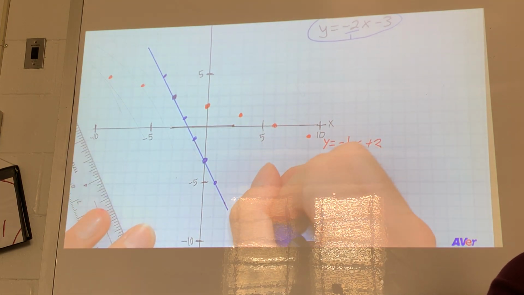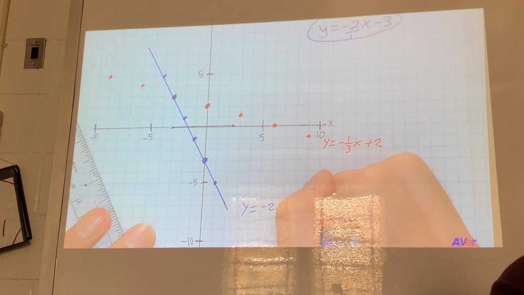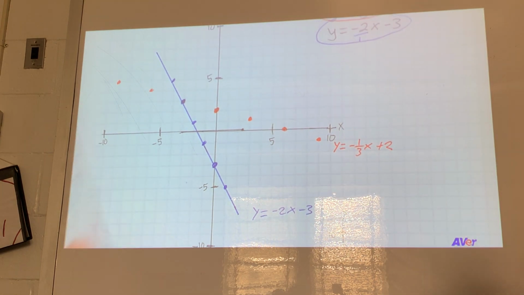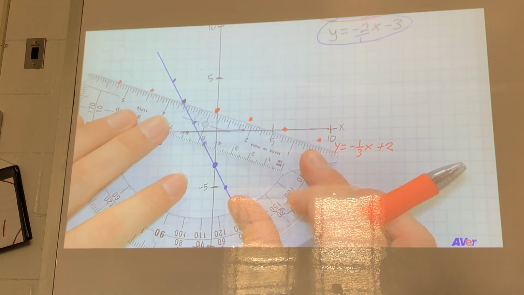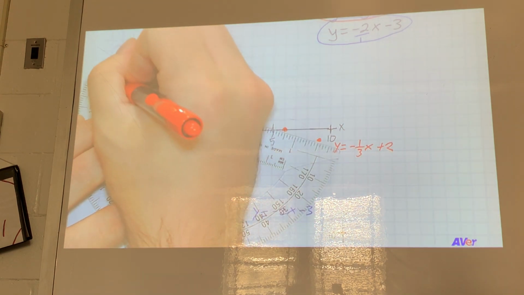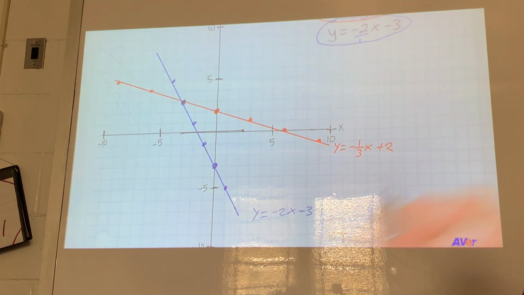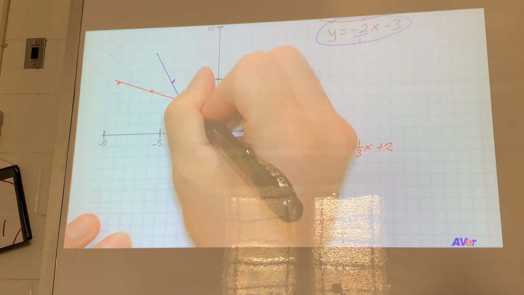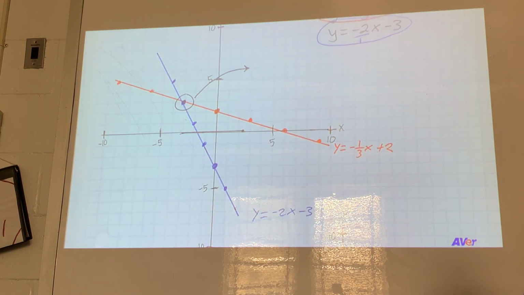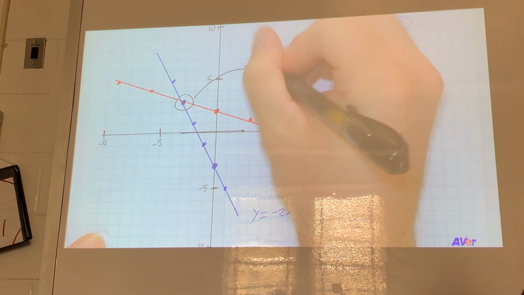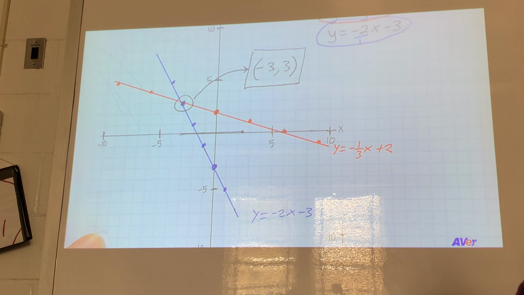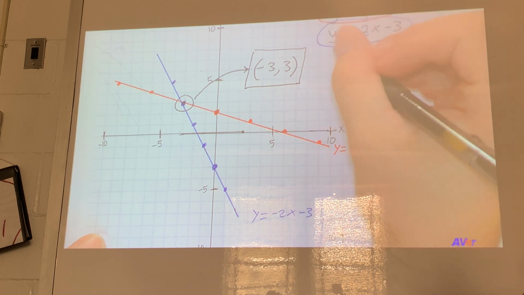So this is the equation y equals negative 2x minus 3. And this is the equation y equals negative 1/3 x plus 2. And where do these equations intersect? What is this intersection point? Negative 3, 3. This is the answer to my system. All right, now let's talk about what that answer means in a second. First of all, this is called the point of intersection.